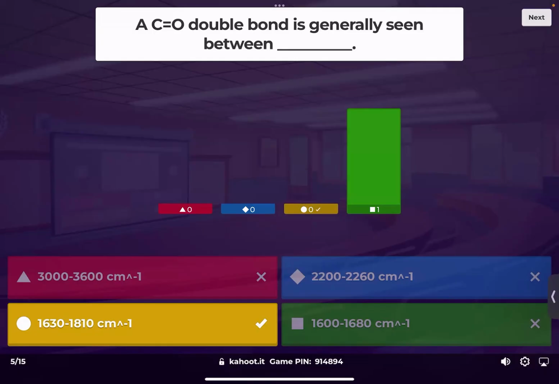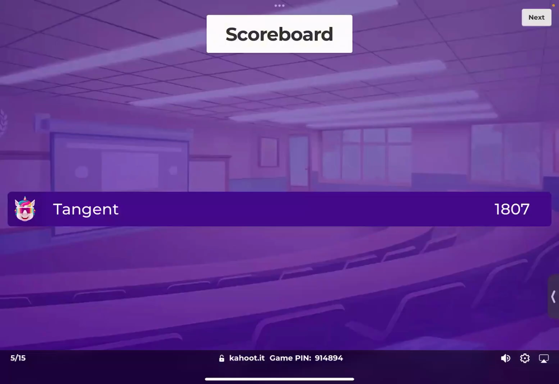So for this one, where is the carbonyl? Oh, the C double bond C comes first. Yeah. The green one that you chose is the C double bond C one. The C double bond O is 1700. Any questions on this one? Okay. Yeah, that makes sense.